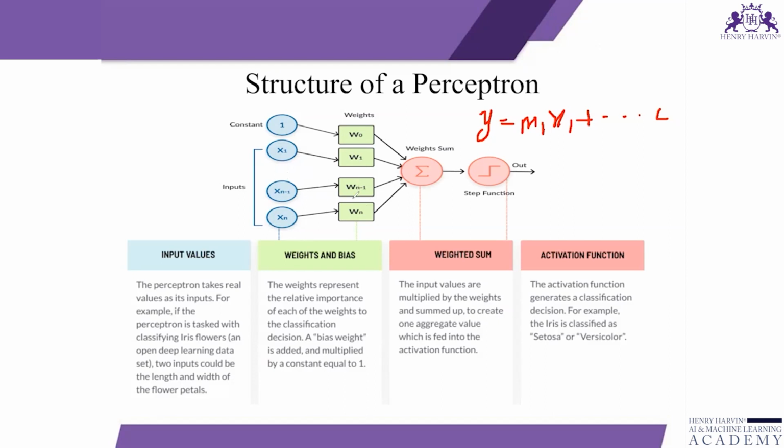A bias weight is added and multiplied by a constant equal to 1. Then the weighted sum: the input values are multiplied by the weights and summed up to create one aggregate value, which is then fed into the activation function. The activation function generates a classification decision. Now, based on this, the iris is classified as setosa or versicolor, right? So hope it is clear to you, right?